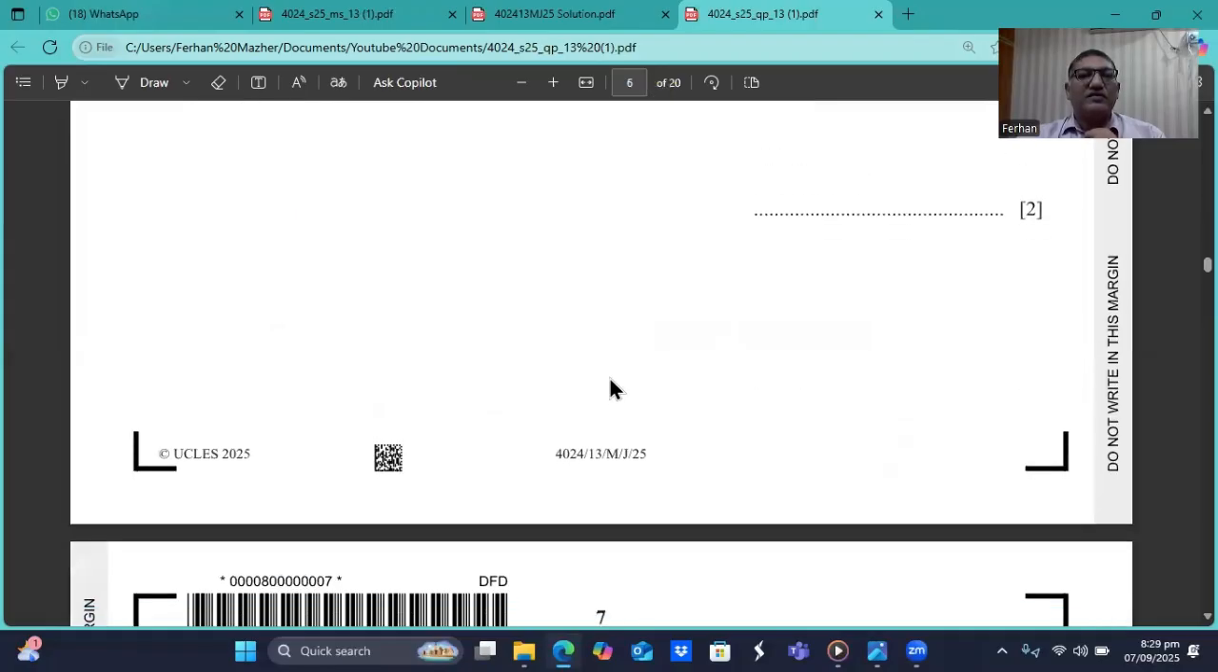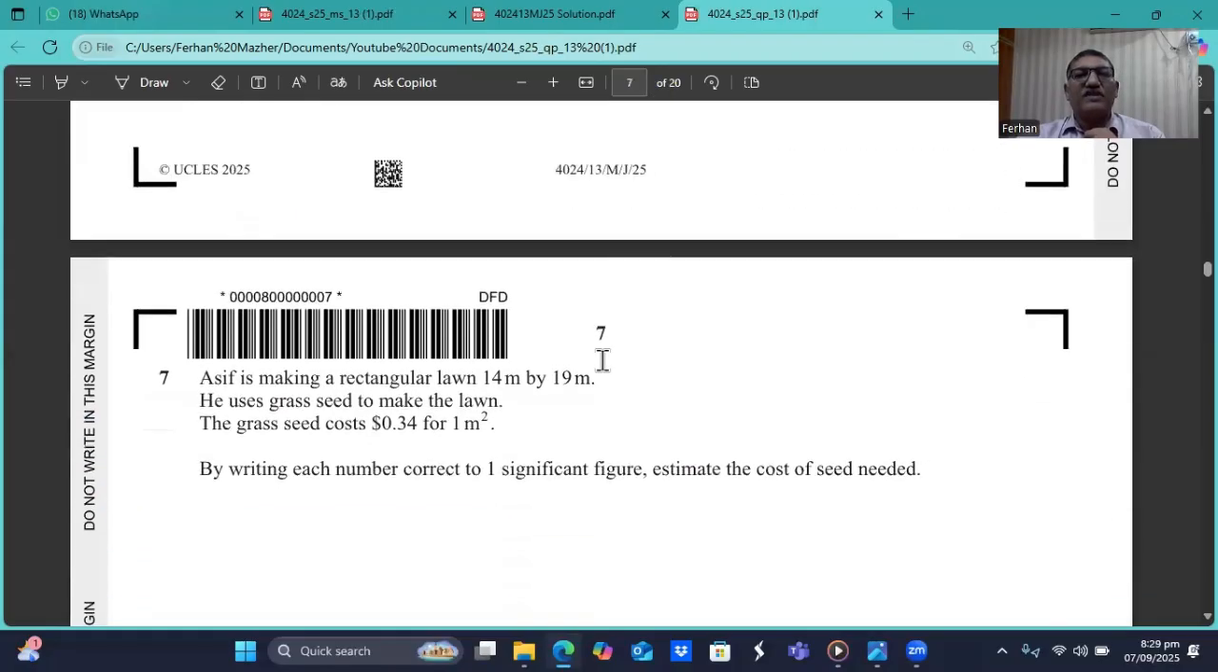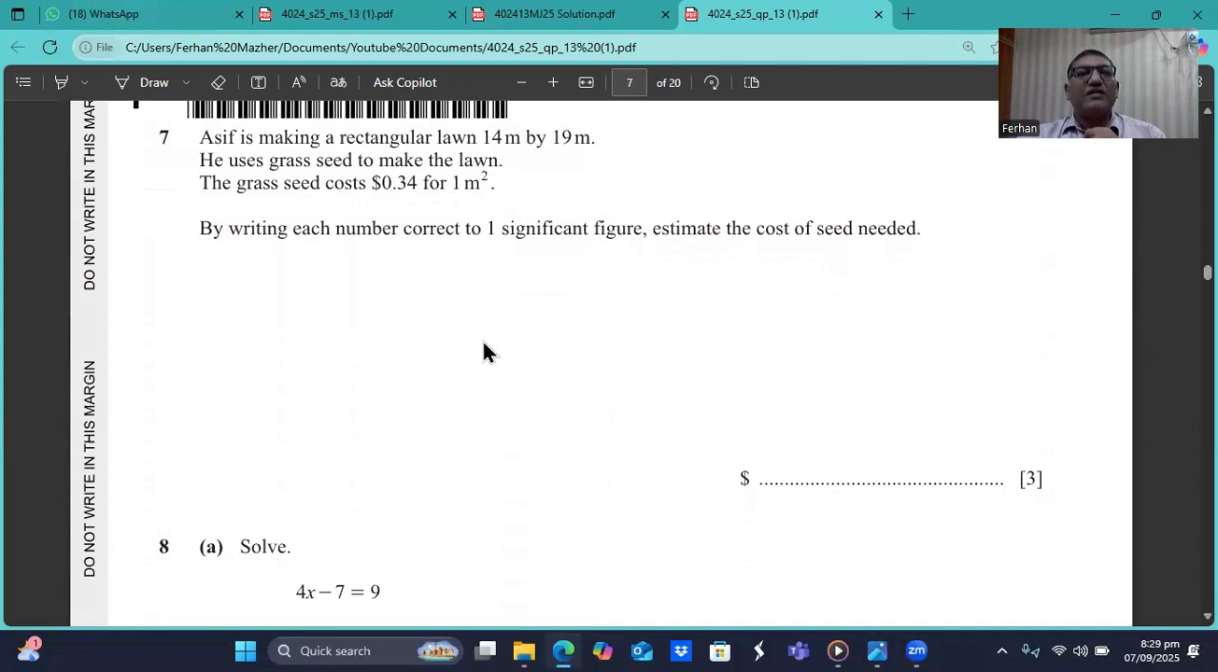Okay, so we are going to the next question. That is question number 7 coming up on your screen. It says Asif is making a rectangular lawn 14 meters by 19 meters. He uses grass seed to make the lawn. The grass seed costs $0.34 for 1 meter square. By writing each number correct to one significant figure, estimate the cost of the seed needed.